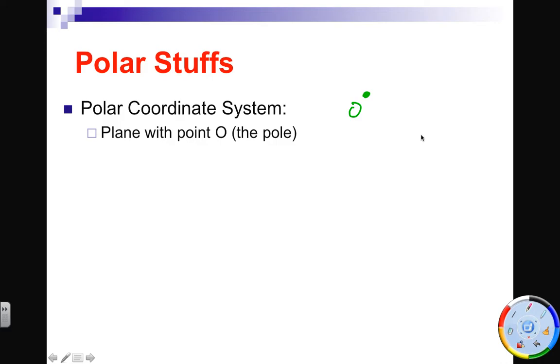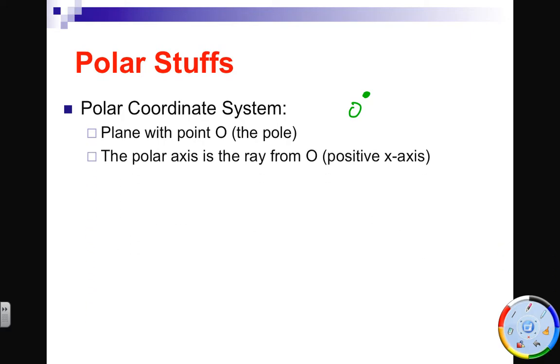Like I discussed, think about looking at the North Pole on your globe. Everybody has globes at home, right? The polar axis is only this. We can equate it to our positive x-axis. This right here is the entire graph, or the entire setup. There's no rectangular grid or anything like that.